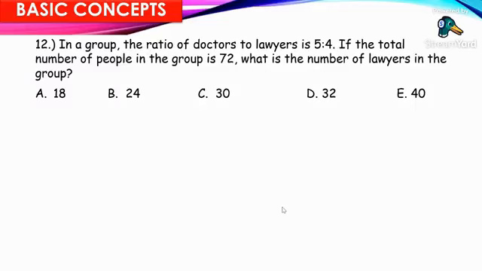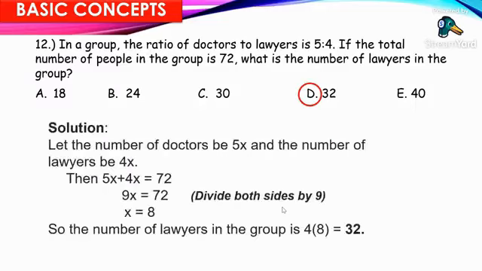So ano yung solution dito? You may have this solution. That the number of doctors be 5x and the number of lawyers be 4x based on the ratio. So doctors to lawyers, that is 5 is to 4. So doctors, 5 parts and lawyers, 4. So you will have 5x plus 4x is equal to 72. Then divide both sides by 9. X is equal to 8. So the number of lawyers in the group is 4 times 8, that is 32.